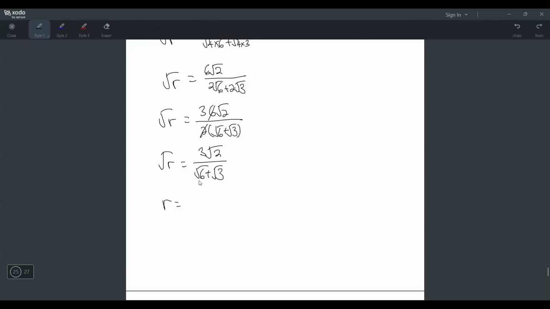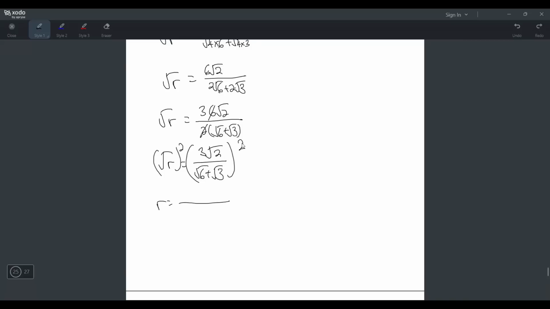Just square the whole thing, right? So it becomes 3 square root 2 over... I don't want to write like this. I will just square both sides. What happens when you take square root of r square? You're left with r, because the square root and the square can cancel, right? And then this whole thing squared becomes what? The top also gets squared, the bottom also gets squared.